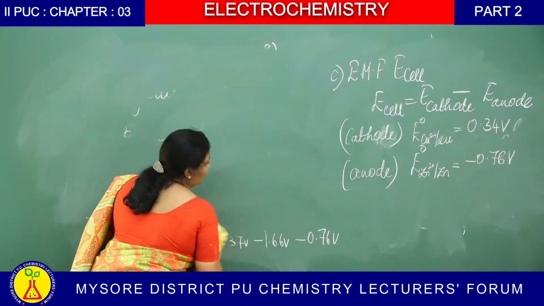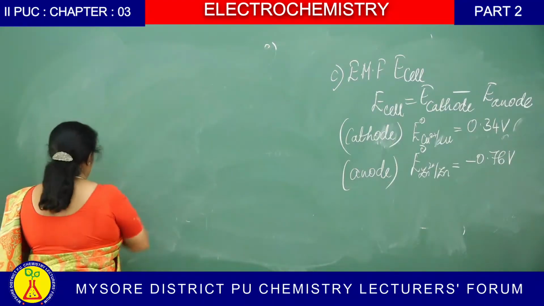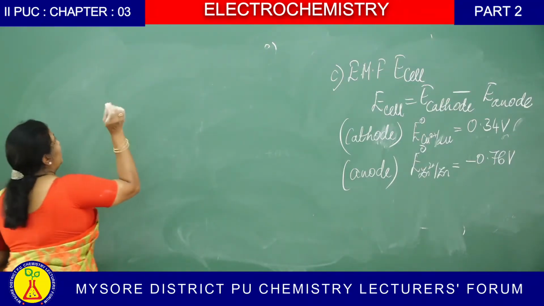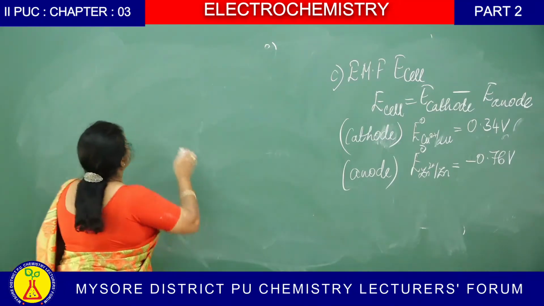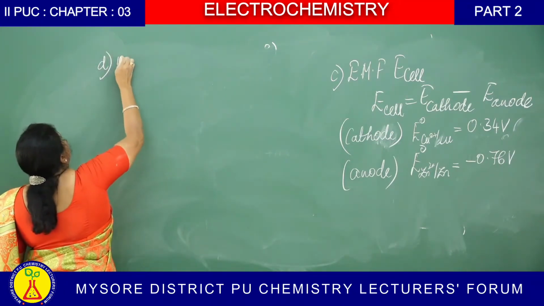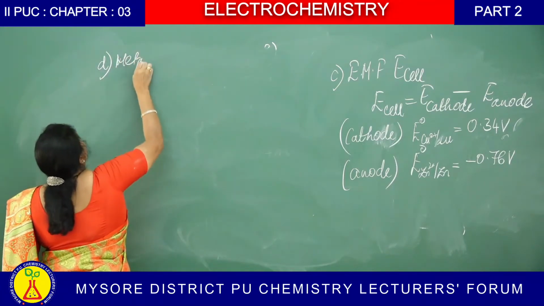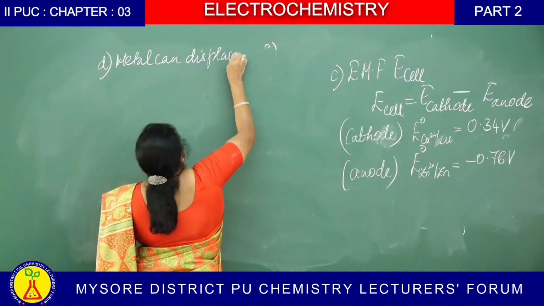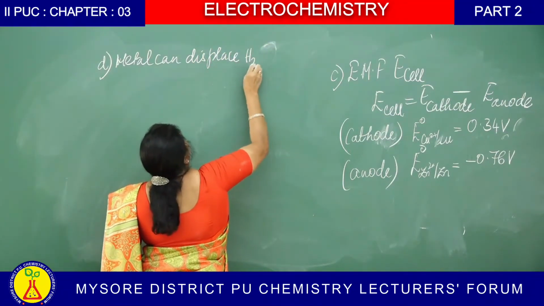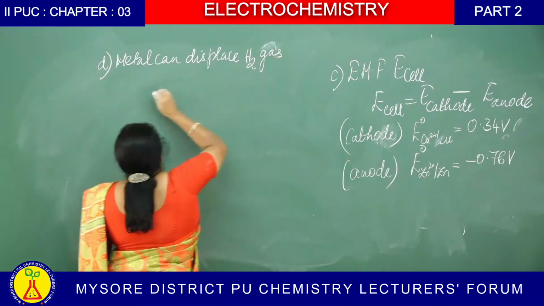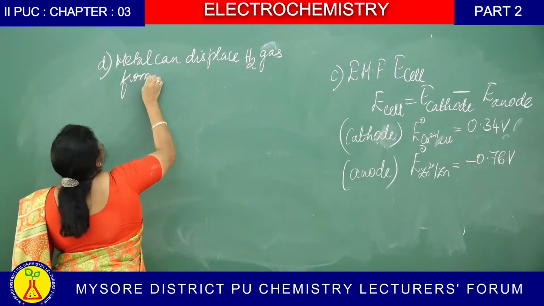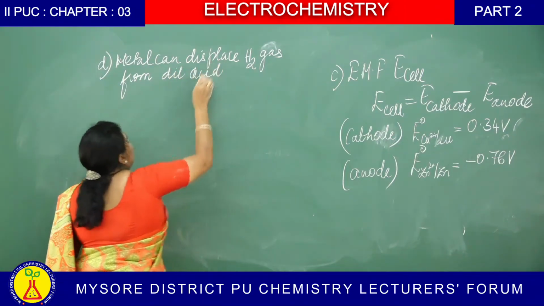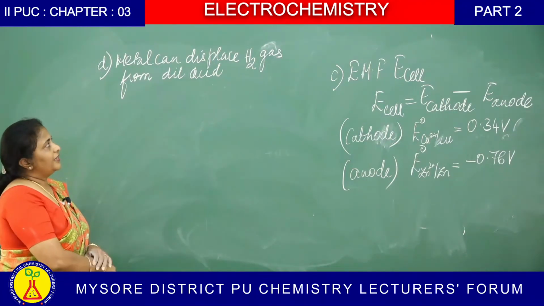So, the next application of the electrochemical series is to see which metal can displace hydrogen gas from dilute acids.